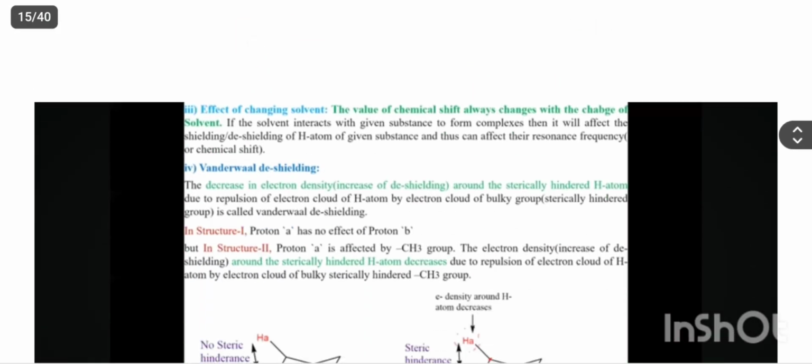Effect of changing solvent. The value of chemical shift always changes with the change of solvent. If the solvent interacts with the given substance to form a complex, it will affect the deshielding of the hydrogen atom of the given substance, and thus can affect the resonance frequency or chemical shift.